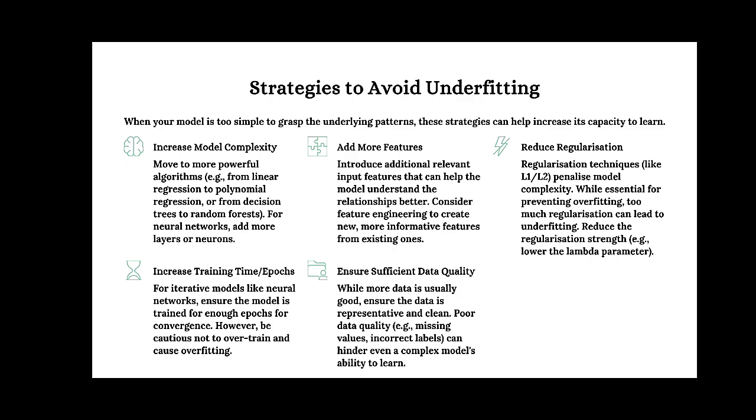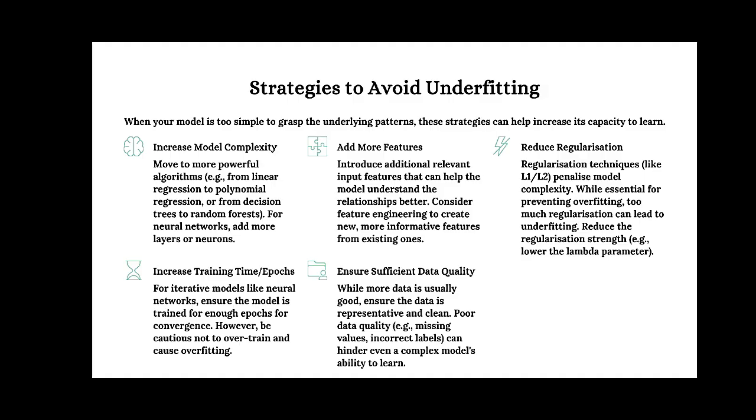Then by adding more features, an underfit model may be information starved. We can introduce additional relevant input features. We can also use feature engineering to create new, more informative features from existing ones. Then by increasing training time, for iterative models like neural networks, we may simply need to train longer to allow the model to converge. However, we must be careful not to overtrain and cause overfitting.